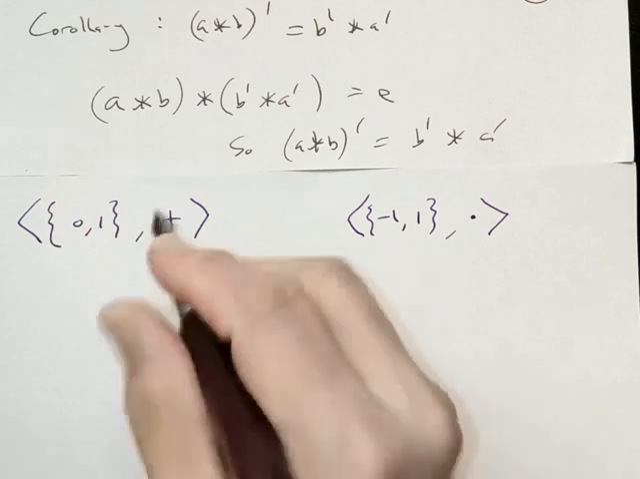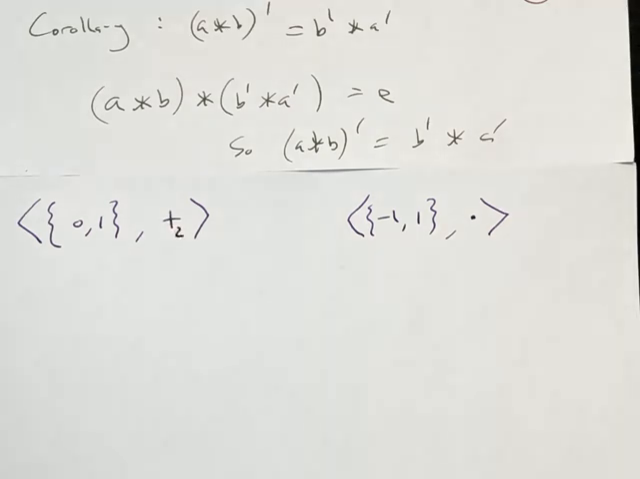Now, I suppose I should write something particular down here. I'm going to write a 2. I run back to discrete. What is that plus with a sub 2 on it? That's addition mod 2.